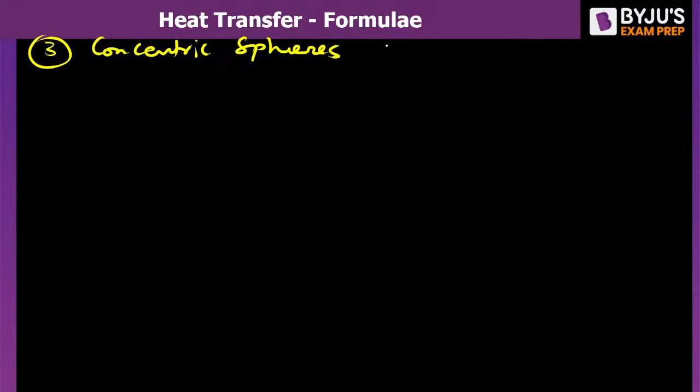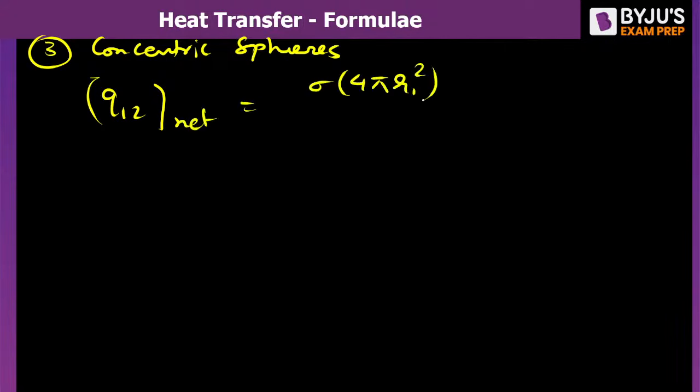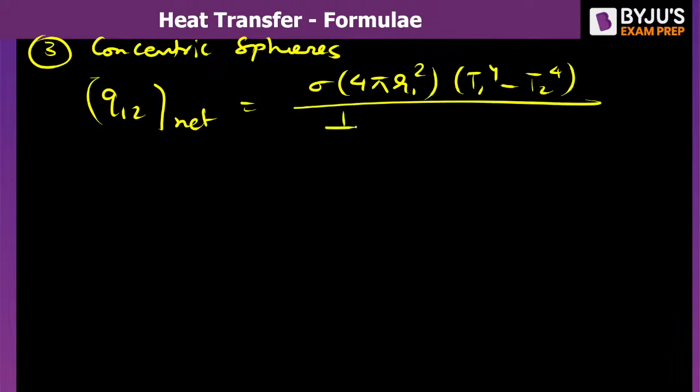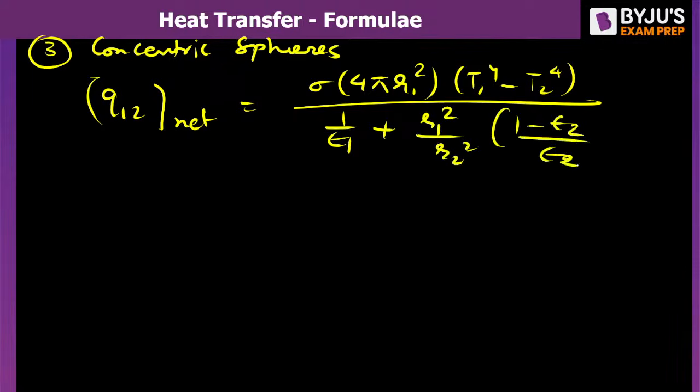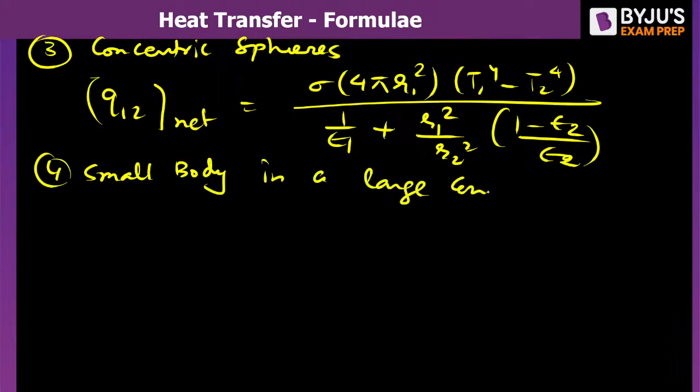concentric spheres, so Q122 is equal to sigma into 4 pi R1 square into T1 to the power 4 minus T2 to the power 4, upon 1 by epsilon 1 plus R1 square by R2 square into 1 minus epsilon 2 upon epsilon 2. And small body in a large enclosure. These are the special cases.